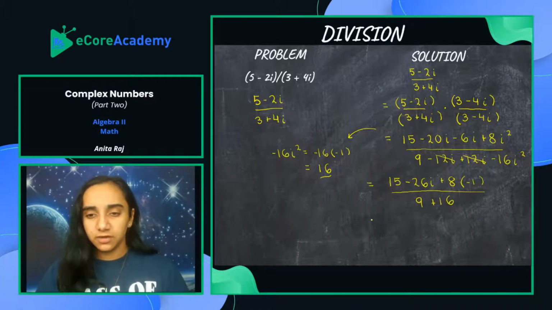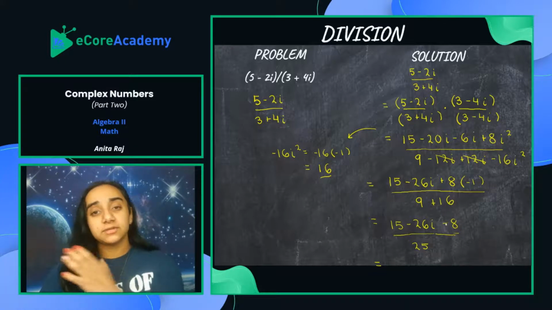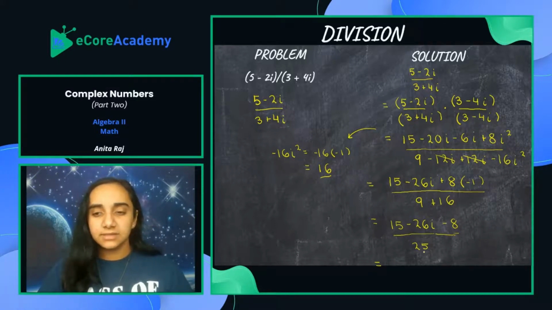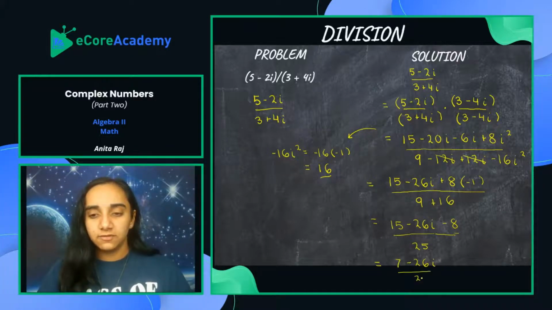If we continue to simplify, we get 15 minus 26i, and 8 times negative 1 is just negative 8. In the denominator we have 9 plus 16, which is equal to 25. The very last step is combining the real numbers in the numerator: 15 minus 8 is equal to 7. We have the negative 26i, which is already simplified. All of this over 25 is our final answer.